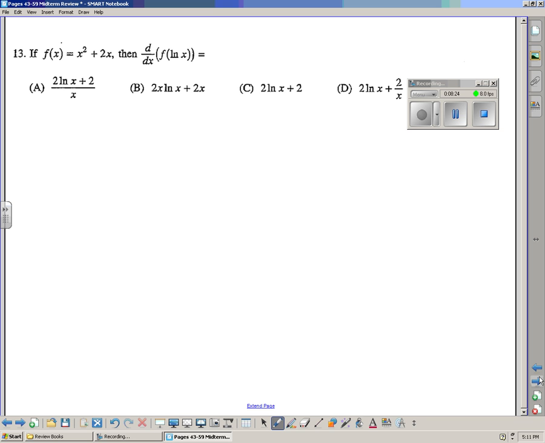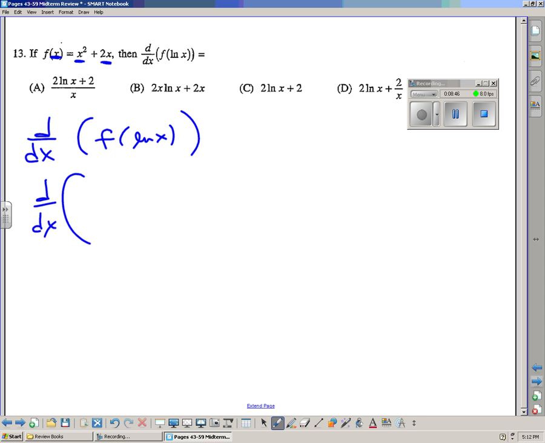Next question. If f of x is 2x squared plus 2x, then the derivative of f of ln of x is equal to... Well, let's talk about something for a moment. We want the derivative of f of ln of x. Well, what is f of ln of x? F of ln of x is, wherever we see an x, we're going to put in ln of x. So we really want the derivative of this. We want the derivative of 2 ln of x squared plus 2 ln of x.